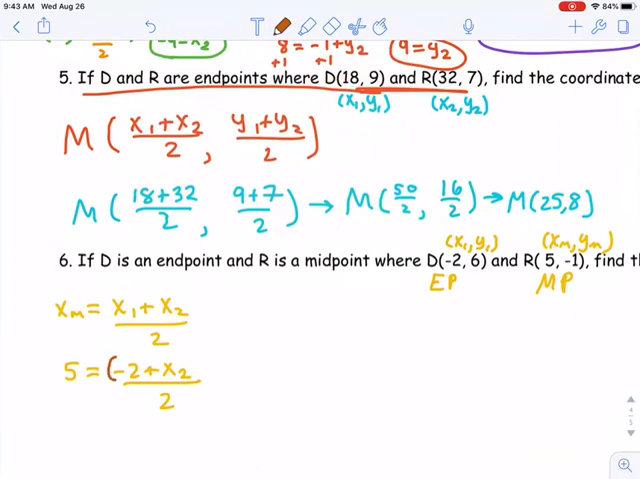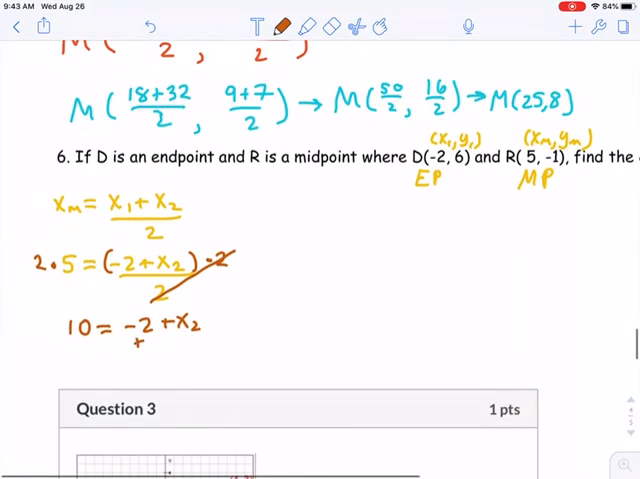What I like to do is put parentheses around this and multiply by 2, because that's how I undo the divide by 2. The right-hand side simplifies to 1, so they're canceled, and I get 10 equals -2 plus x sub 2. Add 2 to both sides. I get 12 equals x sub 2.